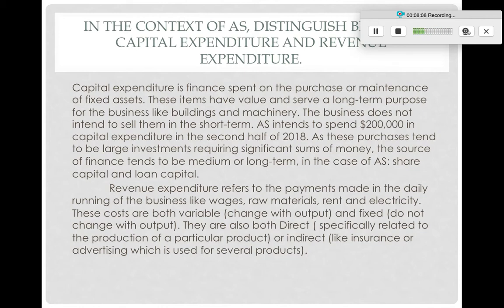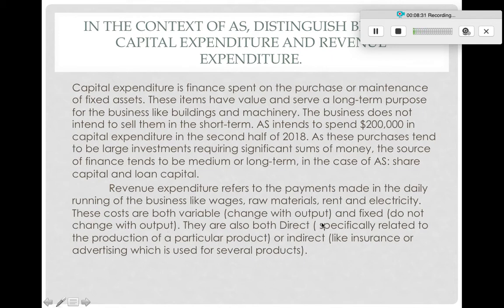Revenue expenditure refers to the payments made in the daily running of the business, like wages, raw materials, rent and electricity. These costs are both variable, changing with output, and fixed, do not change with output. They are also both direct, specifically related to the production of a particular product, or indirect, like insurances, advertising, which is used for several different products.